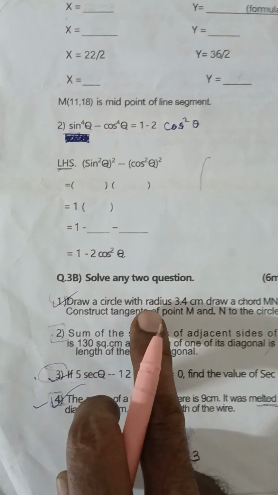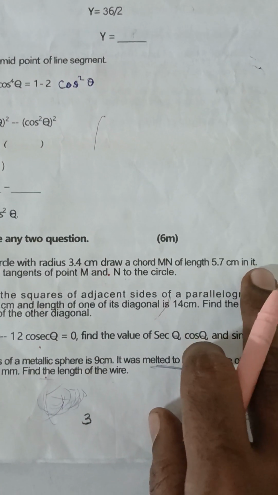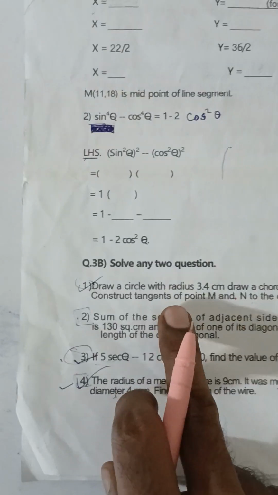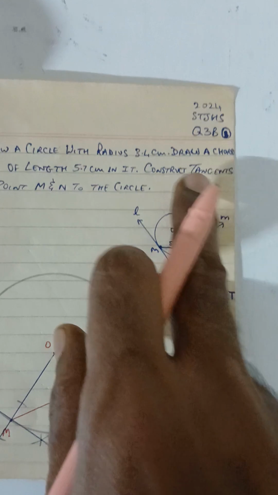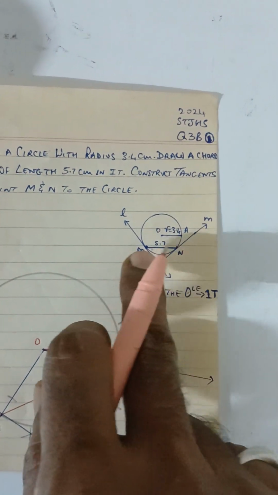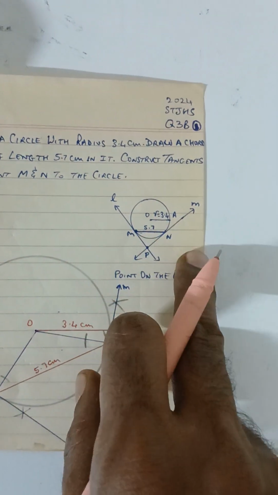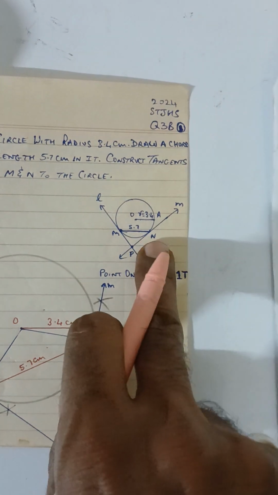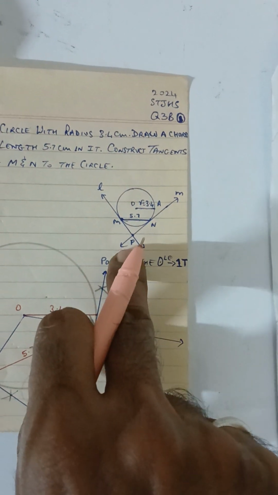Draw a circle with radius 3.4. Draw a chord MN of length 5.7 centimeter in it. Construct tangents at points M and N to the circle. This is a rough diagram. Radius 3.4, chord 5.7. Tangents have been drawn at points M and N. Point M lies on the circle, so we get one tangent, and point N also lies on the circle, so we get one tangent. Where the tangents meet is point P.